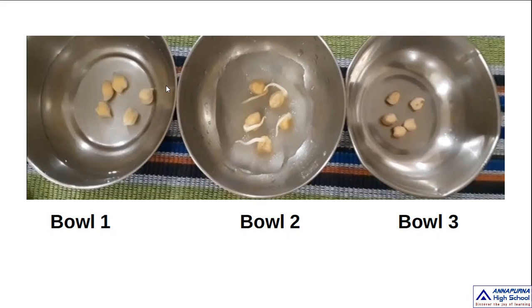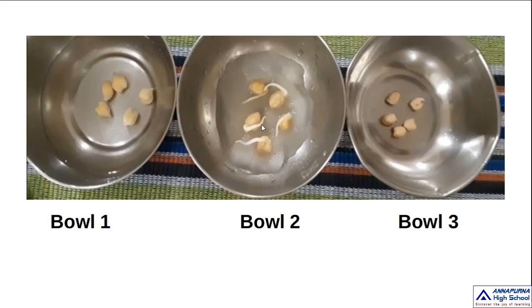What we have to do? In the first bowl we have to take 5 chana and fill it with water. Now put a damp piece of cloth. Damp means wet. A piece of wet cloth or some cotton also, no problem, anyone you can take. Put a wet cloth in the second bowl. So take a wet cotton and put it in the second bowl.